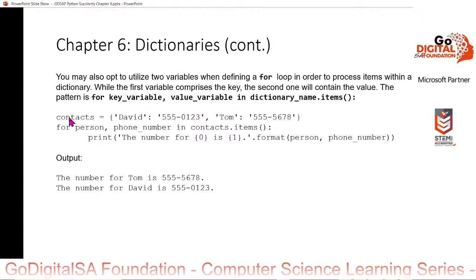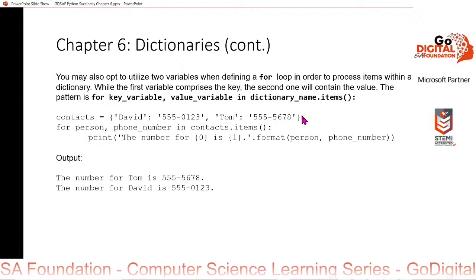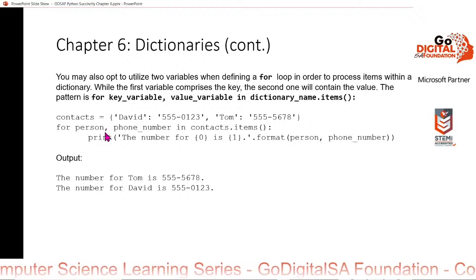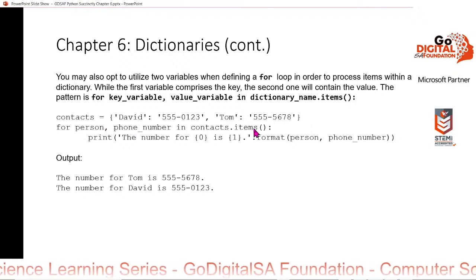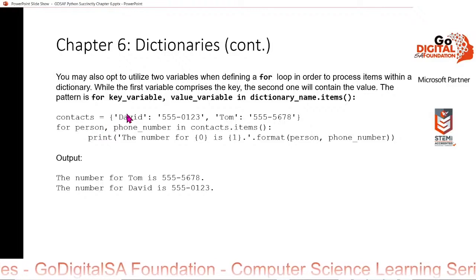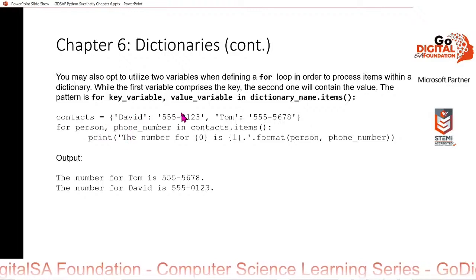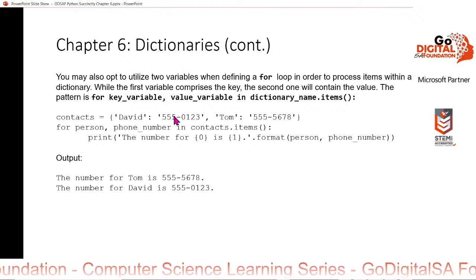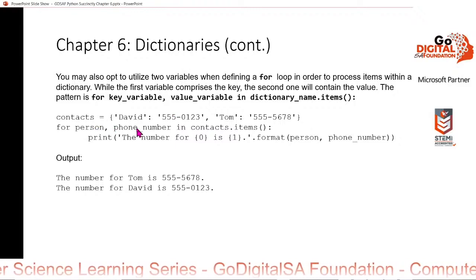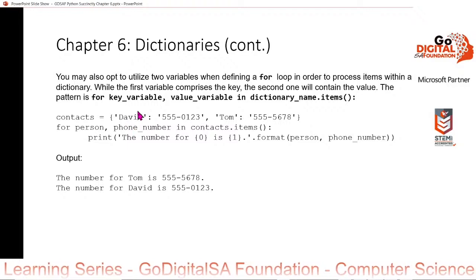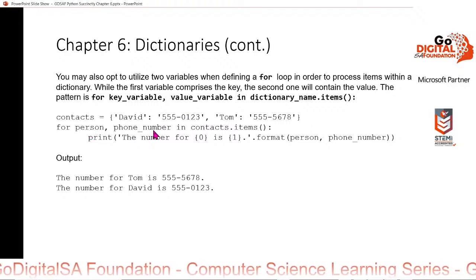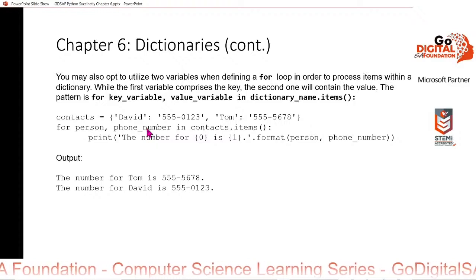Okay, so here we create contacts again with 2 items. Then if we say for person, comma, phone number in contacts.items, the first value will be the key value, and the second value will be the item value. Okay, and again, these names can be anything. So in this case, this happens to be a person's name, this happens to be a phone number. So we've made this variable person, we've made this variable phone number.